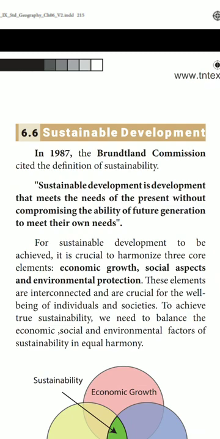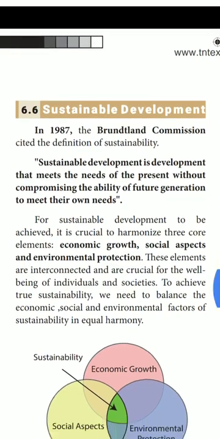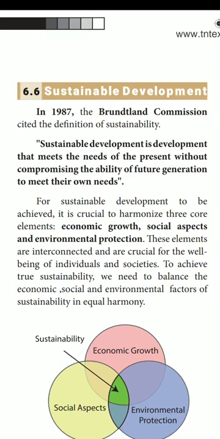Economic growth, we need that. Next, social aspect we also need, and environmental protection also we need. These three things we need for sustainable development. These elements are interconnected and are crucial for the well-being of individuals and society. To achieve true sustainability, we need to balance the economic, social, and environmental factors in equal harmony.